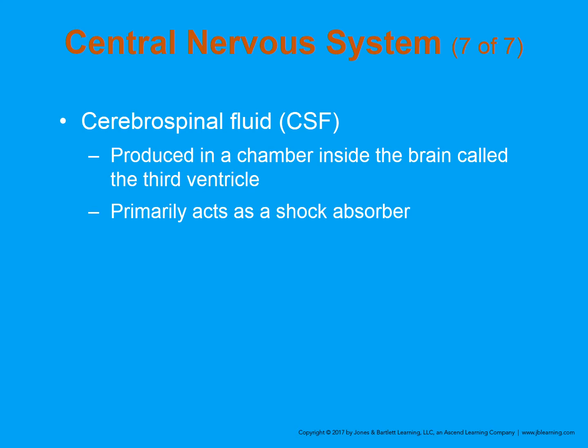Next, cerebral spinal fluid, or CSF. It's produced in a chamber inside the brain. We call that the third ventricle. It's essentially going to be a shock absorber to protect the brain and the spinal cord. A good case would be if a patient was in a motor vehicle accident, and you have that brain slushing around in there. Well, that cerebral spinal fluid can help distribute some of that energy, and so not as much force is applied to the brain.